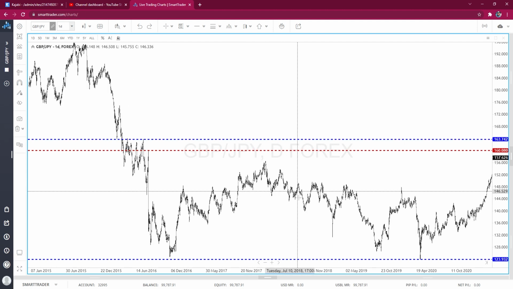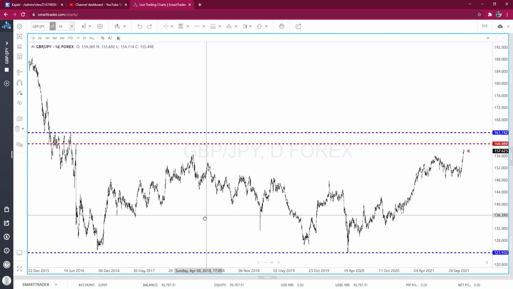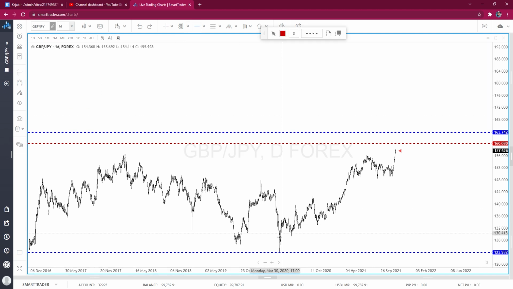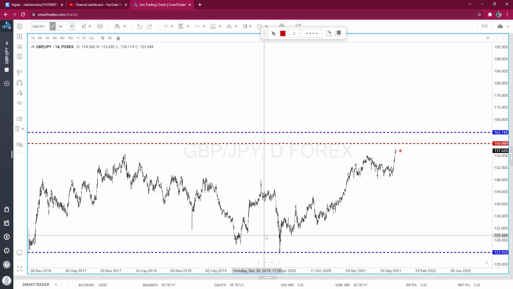Now, I want to choose areas, though, that are significant, meaning that there has been a lot of action on. And so I'll put this in here, but I'm actually going to put one here.